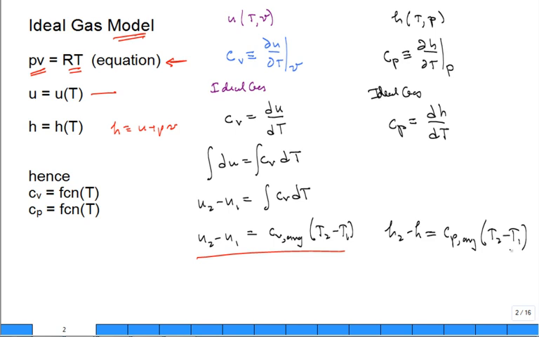So, at most, the specific heat at constant volume for an ideal gas is a function of temperature. Not a function of temperature and volume, or temperature and pressure, or temperature and another property. Just a function of temperature. And likewise, C sub P for an ideal gas is only a function of temperature.